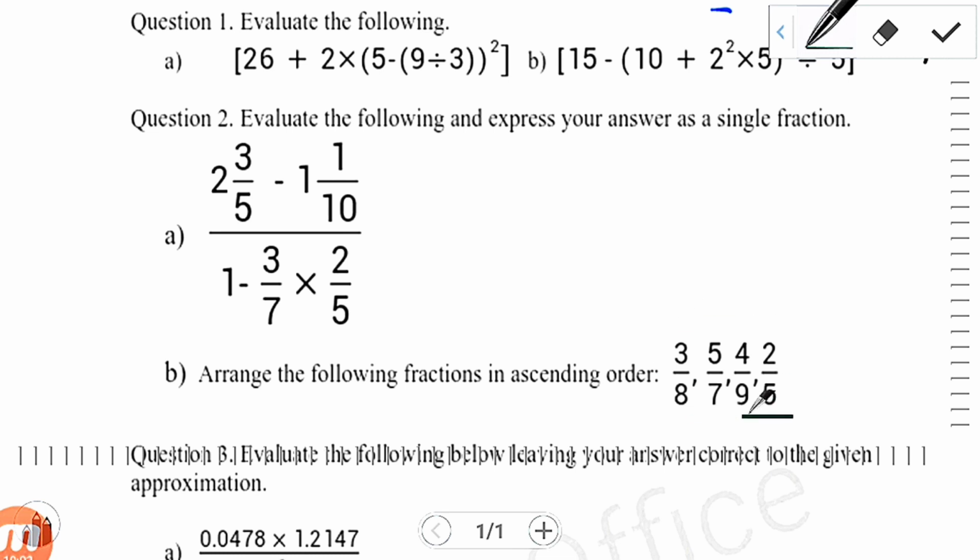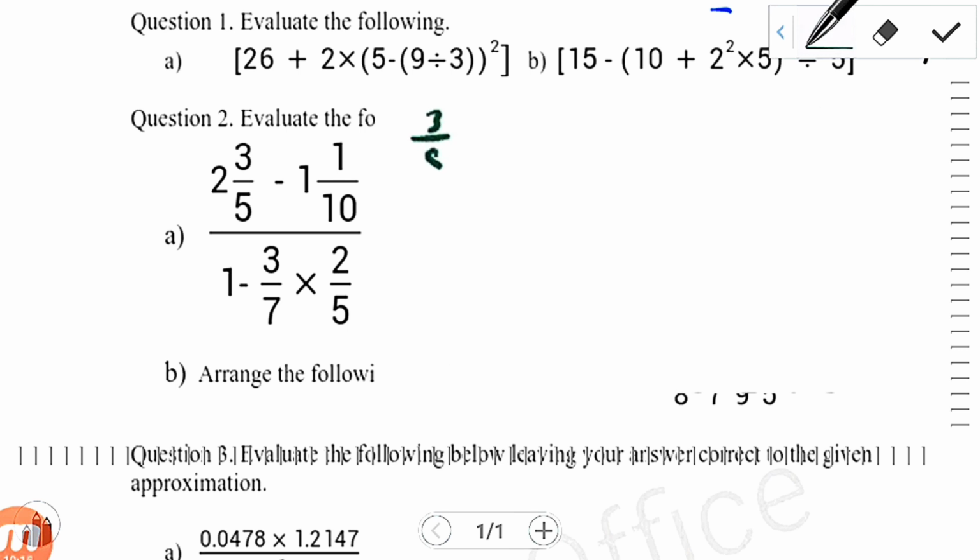Arranging fractions is a little similar to how you would process solving the addition or subtraction of fractions. So then we'd have this 3/8 here. Then I'd have a comma here, 5/7. I would then have a comma with 4/9 and another comma with 2/5.